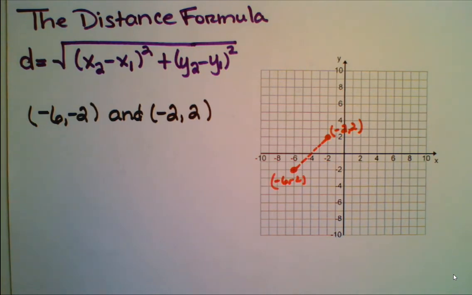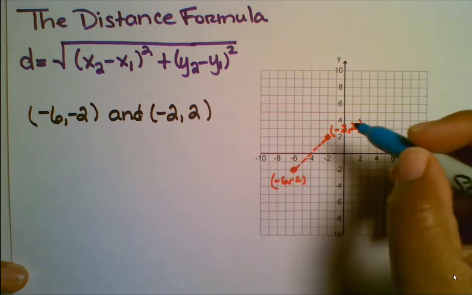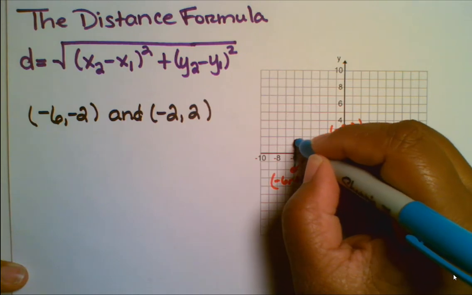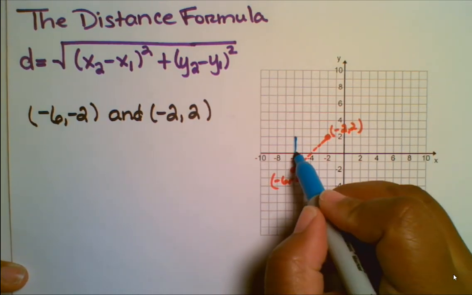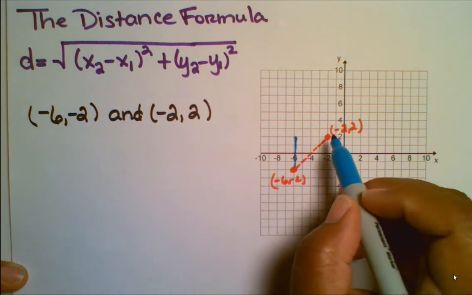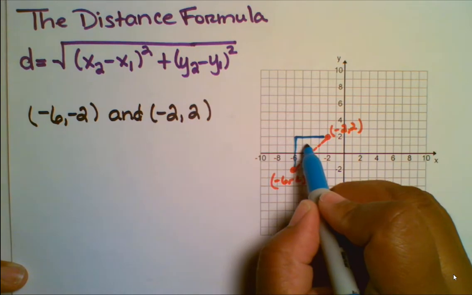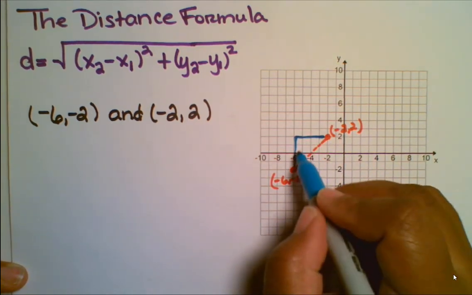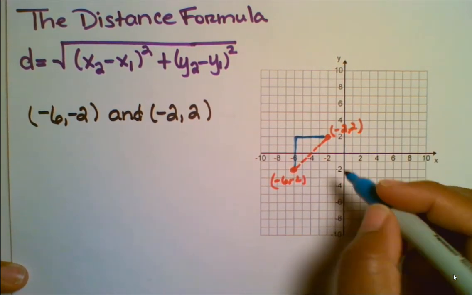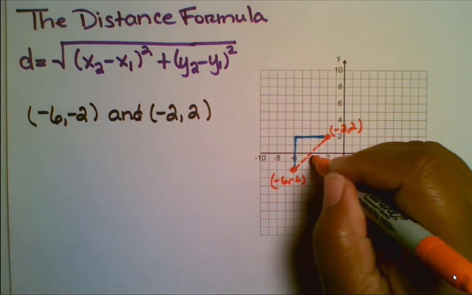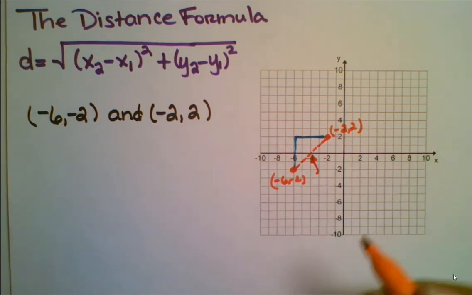So before, if I said, well, how many units would you rise? If I said to find the slope, then we would go up 1, 2, 3, 4, and then we would go to the right 1, 2, 3, 4 units. That would be the slope, but what we're trying to find, this is what we want to find right here. That's what we want to find, that distance.